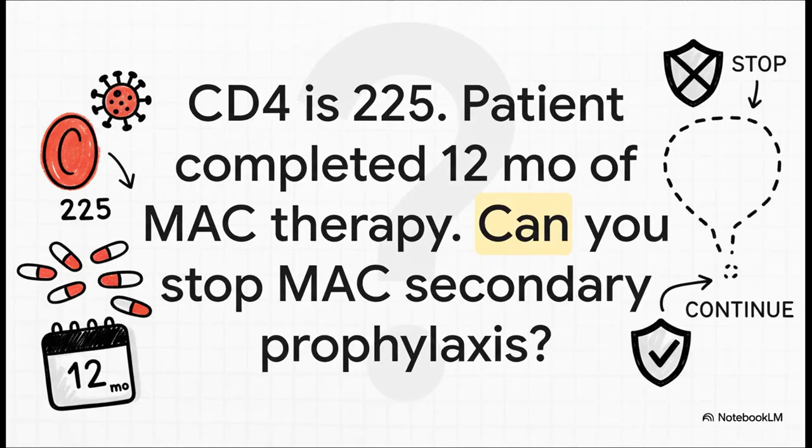Let's finish up with a quick case to see if you've got this down. A patient's CD4 is 225. They finished a full 12-month treatment for MAC disease 8 months ago. So, based on the criteria we just went over, can you safely stop their secondary MAC prophylaxis? Pause and really think it through.